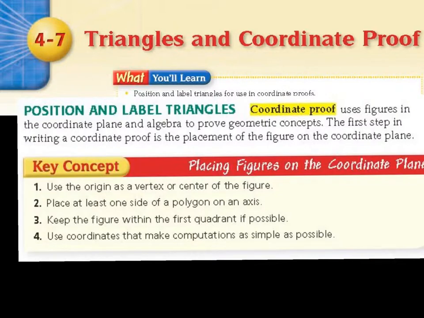The first step in writing a coordinate proof, and that's what we're going to work on, is the placement of the figure on the coordinate plane. They gave us 4 steps. First, use the origin as a vertex or center of the figure. 2, place at least one side of a polygon on an axis, and by polygons we're looking at triangles. 3, keep the figure within the first quadrant, if possible. It will be. And 4, use coordinates that make the computations as simple as possible.